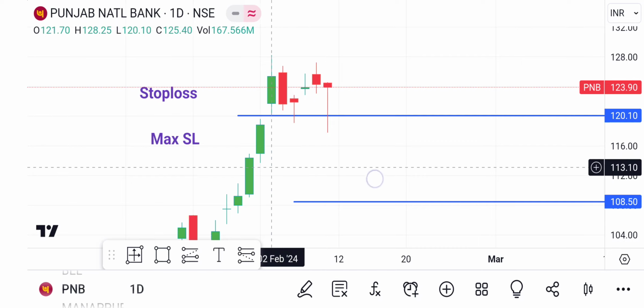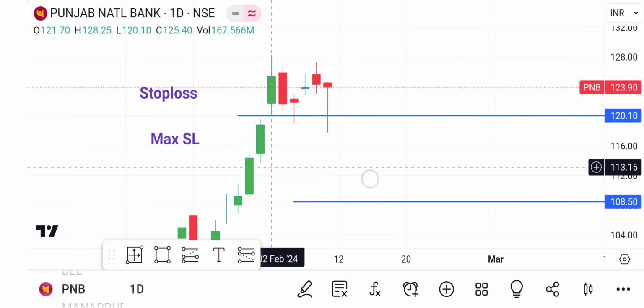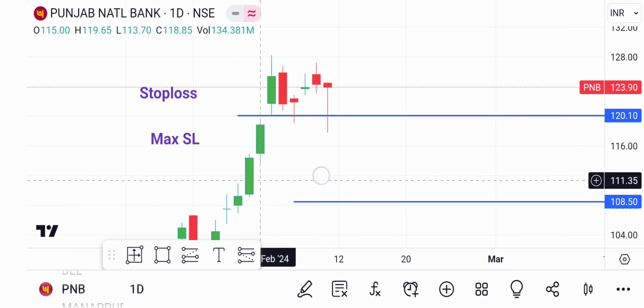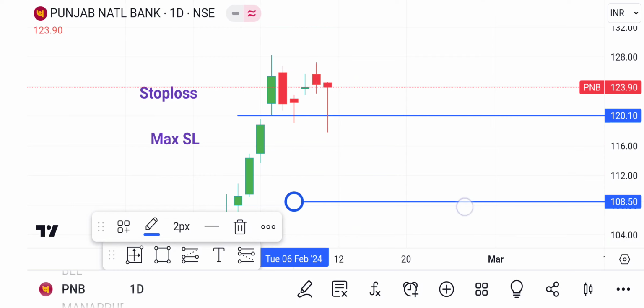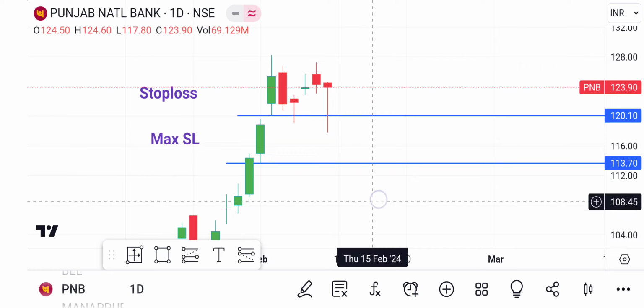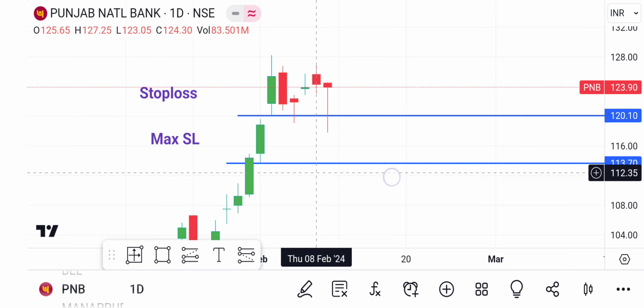The max stop loss here would be the previous green candle low. In this case, it would be 113.70. This would be your max stop loss. If the price crosses, I repeat, if the price crosses below this area, you would exit the trade.